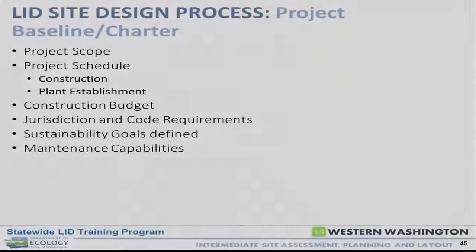Oftentimes we have those roadway widths that are required to be provided. That doesn't leave much space for LID. You need to understand what those requirements are and those setbacks are so you understand the limitations for doing low impact development designs. Another thing you can look at is sustainability goals.